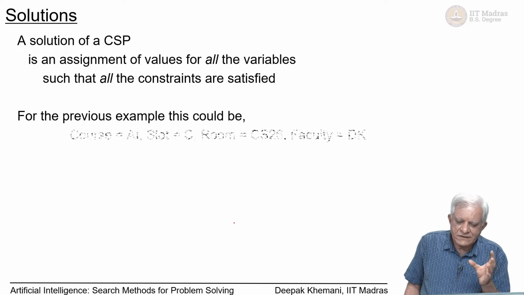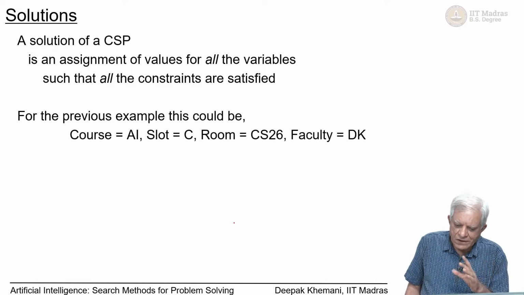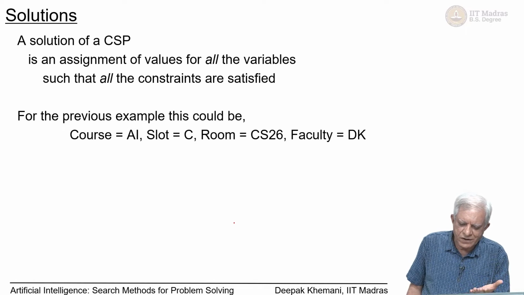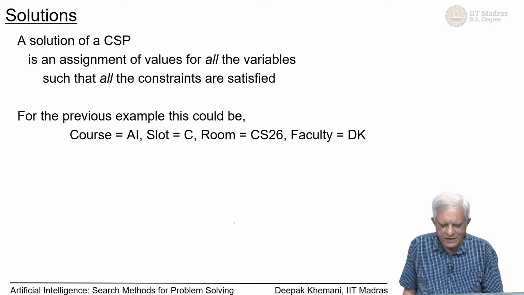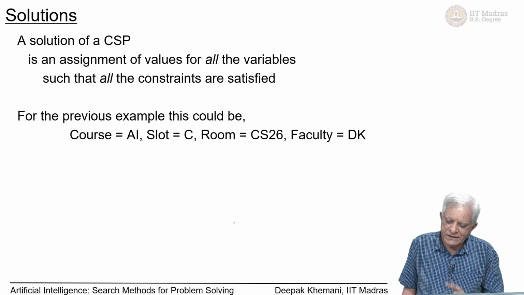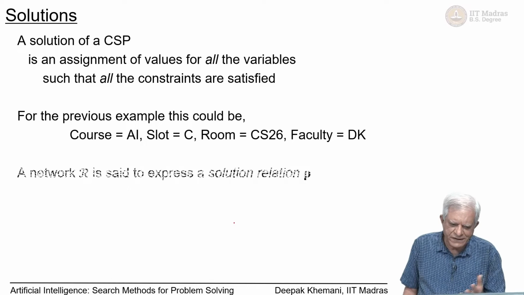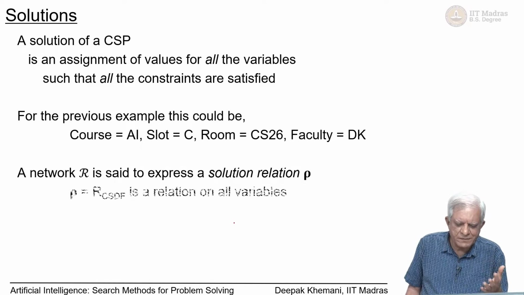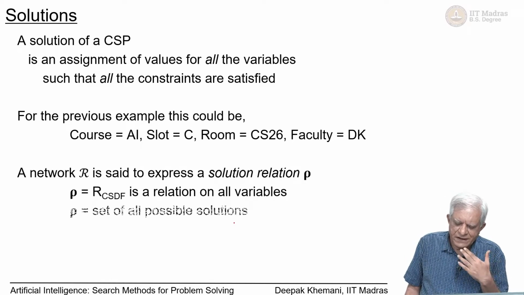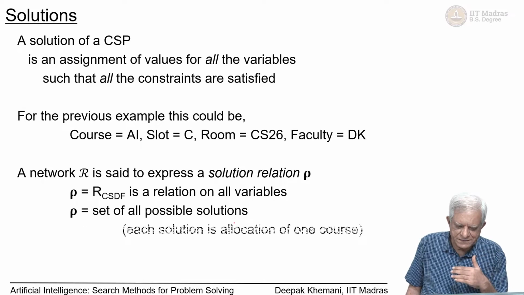So, a solution to a CSP is an assignment to all the variables such that all the constraints are satisfied. So, for this previous example, this could be an assignment which says the course that we are talking about is AI, slot is C, room is 26, faculty is DK. So, the solution is one course and its allocation essentially, and this is the way that we have formulated this problem. Perhaps you would like to try a different formulation essentially.